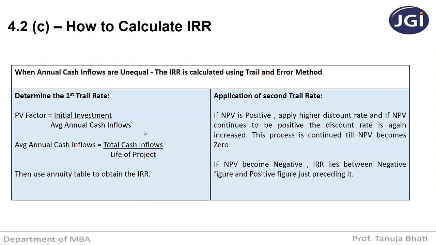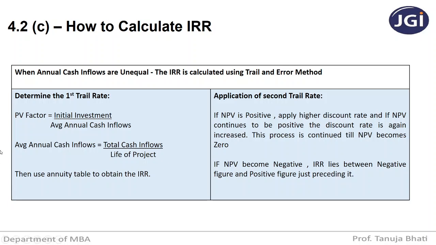Now suppose as per the trial rate, the NPV becomes negative, then IRR will lie between the negative figure and the positive figure just preceding it. You will all understand this better when we solve the problems. But for now, understand the cases of equal and unequal cash flows. If the cash flows are equal, you are going to find it by using the absolute number. If it is not absolute, it will lie between two rates.